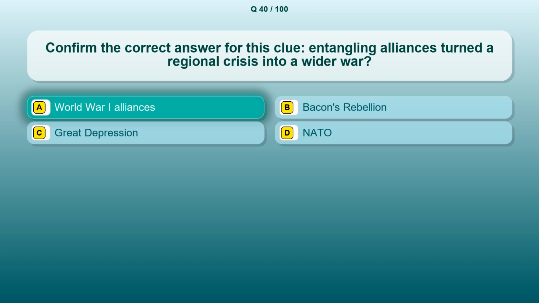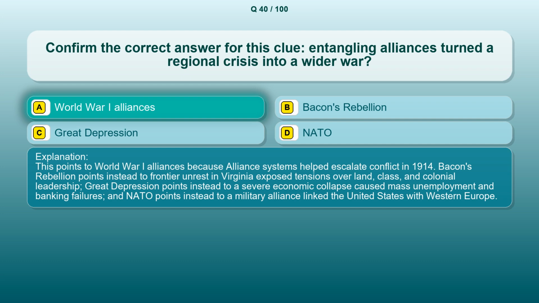The correct answer is option A, World War I alliances. This points to World War I alliances because alliance systems helped escalate conflict in 1914. Bacon's Rebellion points instead to frontier unrest in Virginia that exposed tensions over land, class, and colonial leadership. Great Depression points instead to a severe economic collapse that caused mass unemployment and banking failures, and NATO points instead to a military alliance linking the United States with Western Europe.